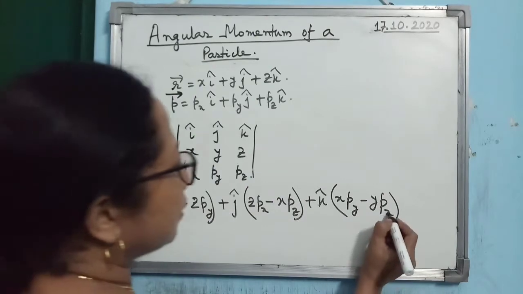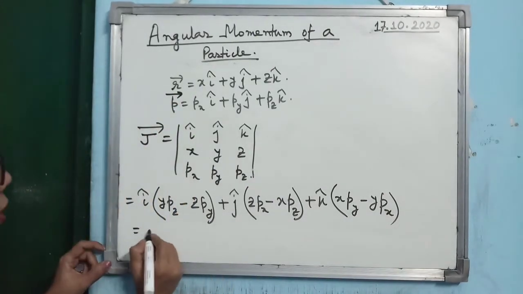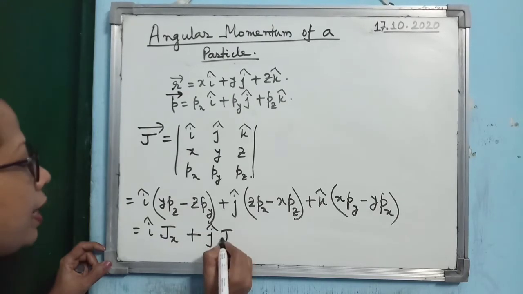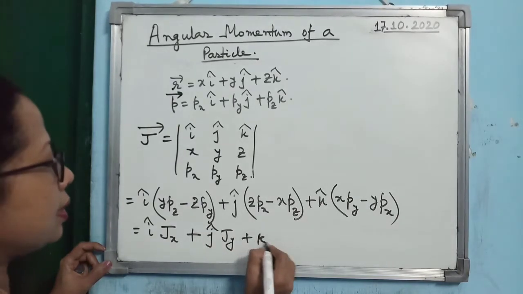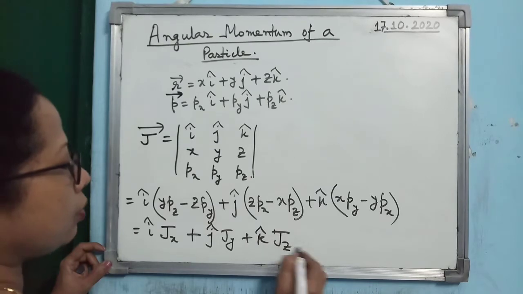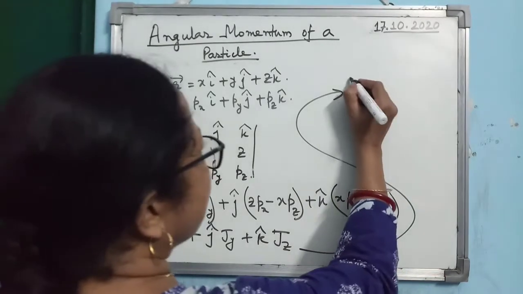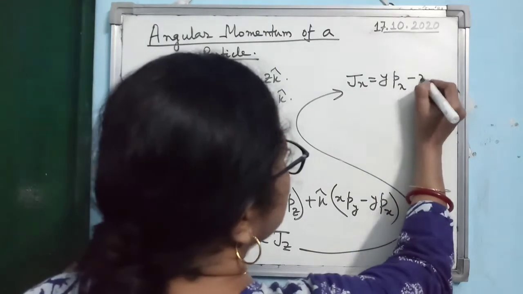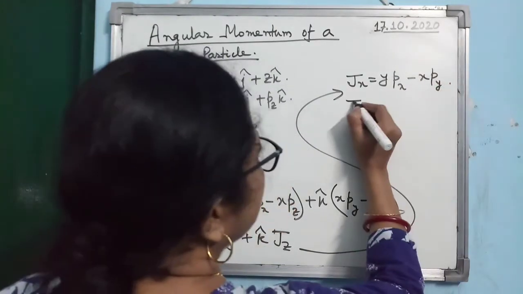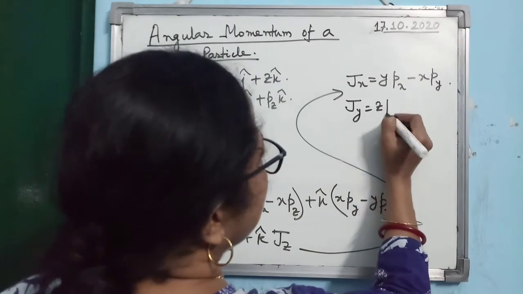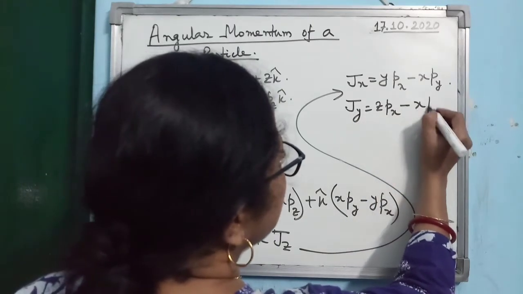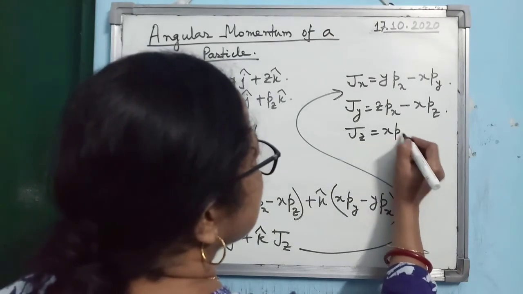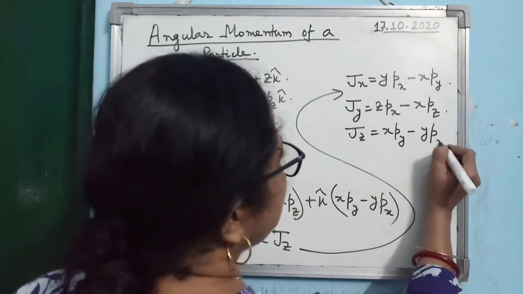So you see, if you consider this is the x component, this is the y component and this is the z component of the angular momentum, then what are you getting? The x component is given by ypz minus zpy, the y component is given by zpx minus xpz, and the z component is given by xpy minus ypx.